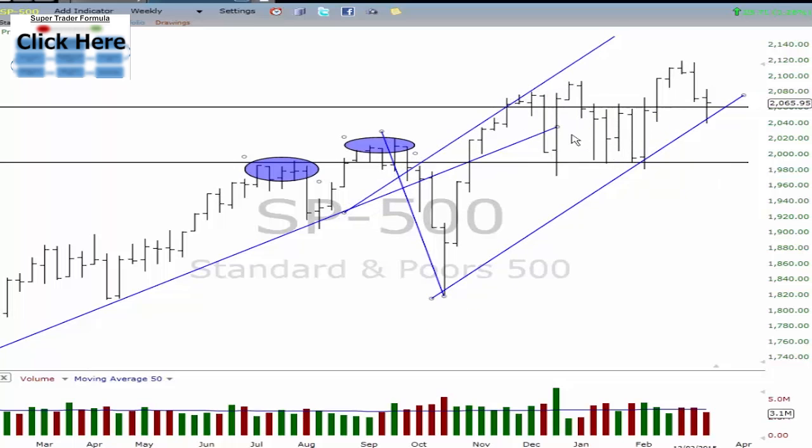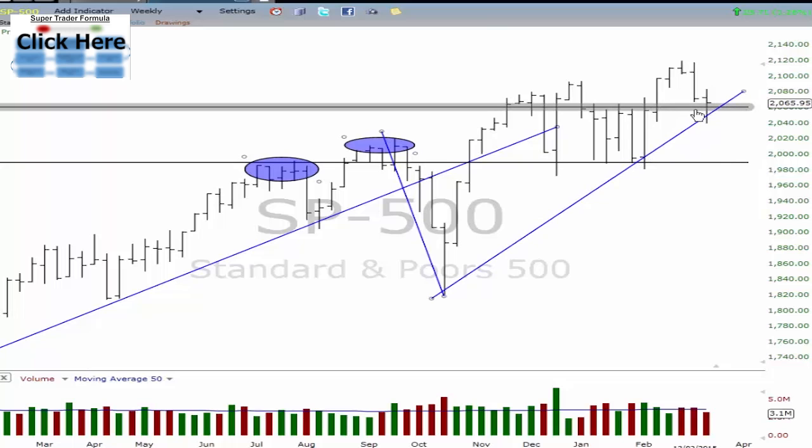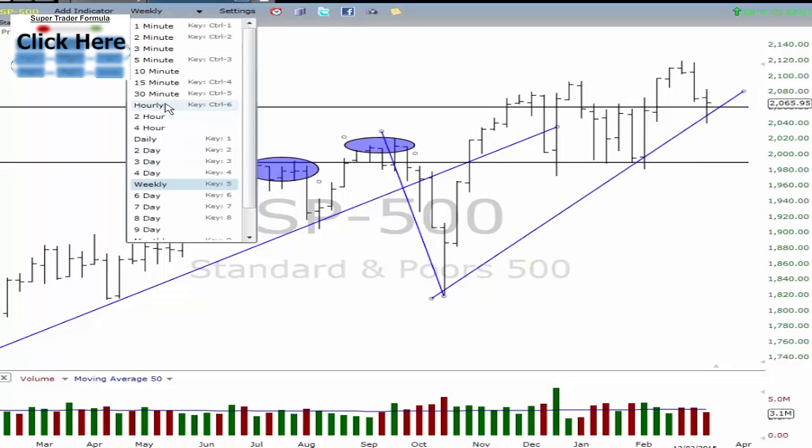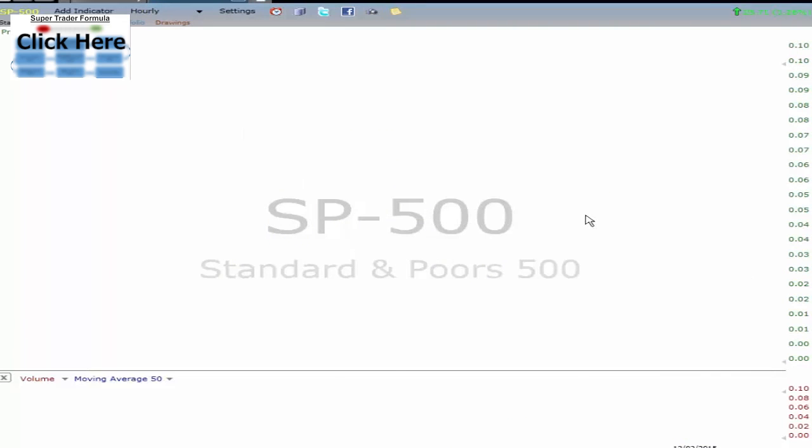Okay, so anyway, that's what I still see there on the nice weekly chart. You can see if I just drew that through there, this is nicely holding out support through here. Okay, and if we have a quick look at the hourly chart here.